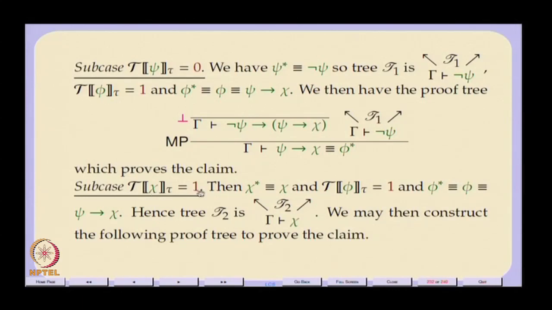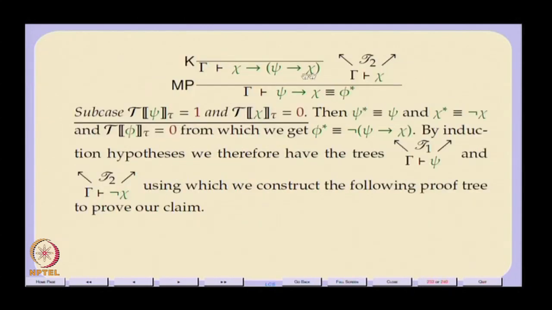In the case when chi has been assigned 1, then chi star is the same as chi, phi has been assigned 1, and therefore phi star is the same as phi. So, phi star is the same as psi arrow chi. So, we have this proof tree proving chi by the induction hypothesis, and then we can use that proof tree starting with the axiom K, where you have chi arrow psi arrow chi, and you have proved chi here in this proof tree, and therefore you have psi arrow chi, which is the same as phi star.